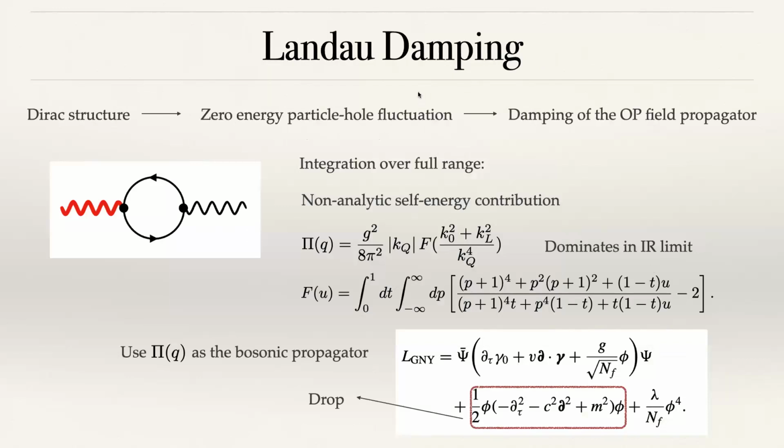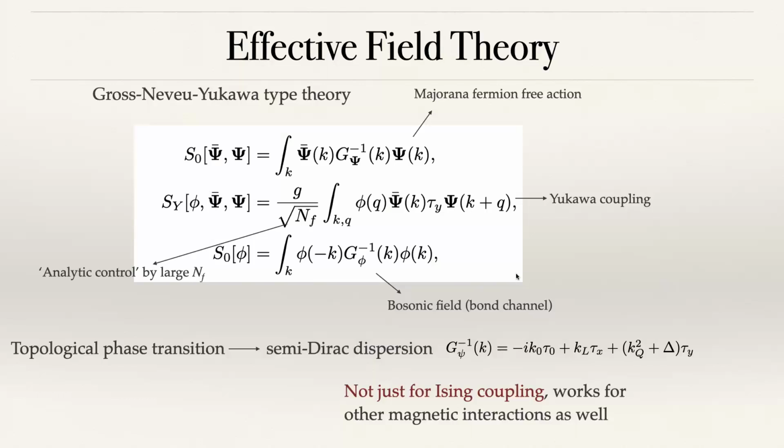Yep, and then we obtain the Landau damping by integrating this diagram, or by doing an RPA resummation of this diagram. The non-analytic contribution looks rather complicated, but this is the only term that we kept for the propagator, and the common analytic term of the propagator and the φ⁴ is dropped. We also expand the theory around the critical point, which is the semi-Dirac point, where you have one linear direction and one quadratic direction in momentum space. We must stress that though we start from an Ising coupling, this is actually general. This whole theory should work for other magnetic interactions as well, because the low energy theory could just look like this.